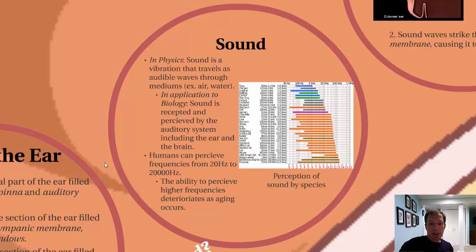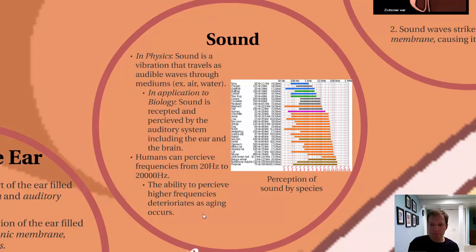Now, our auditory system is capable of recognizing only a certain range of sounds, roughly from 20 hertz to 20,000 hertz. Now, that ability to get those higher frequencies is going to deteriorate as you get older. So as you age, and especially as you get into your 60s, 70s, and 80s, you're not going to be able to hear as wide a range of sound as you do at your age, as teenagers.